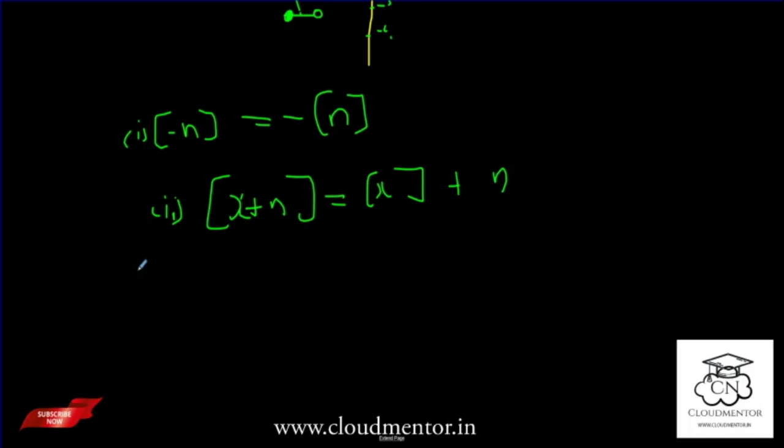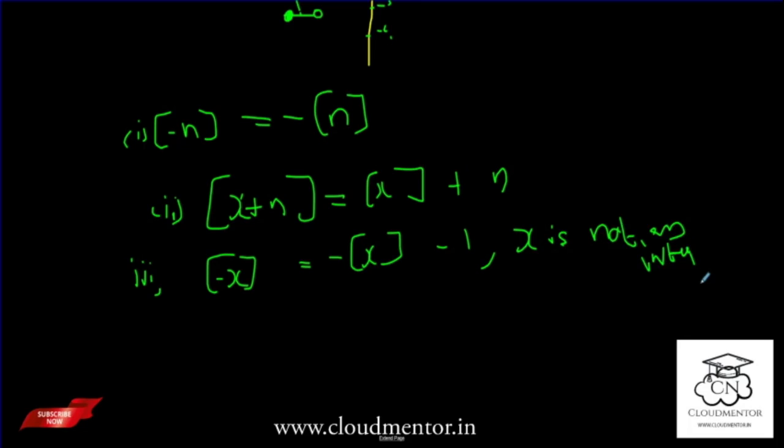And another property, the third one, is that the greatest integer of minus x will be equal to minus of greatest integer of x minus 1, if x is not an integer. Okay. And now the fourth property: the greatest integer of x plus y is greater than or equal to greatest integer of x plus greatest integer of y.